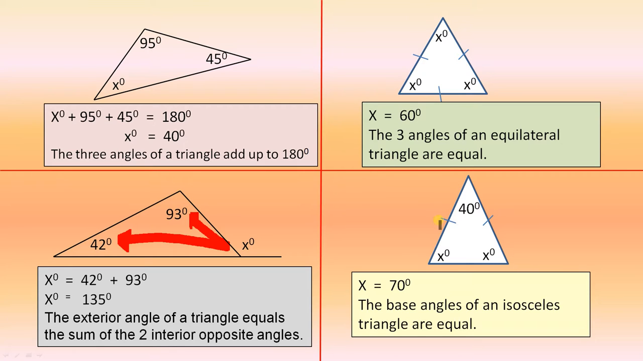Here we have an isosceles triangle because those two sides are equal. In other words, that angle plus that angle plus that angle is 180. So x must be 70 because 70 plus 70 is 140. Plus 40 is 180. The base angles of an isosceles triangle are equal.